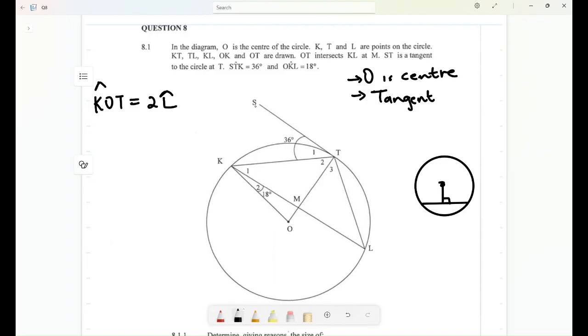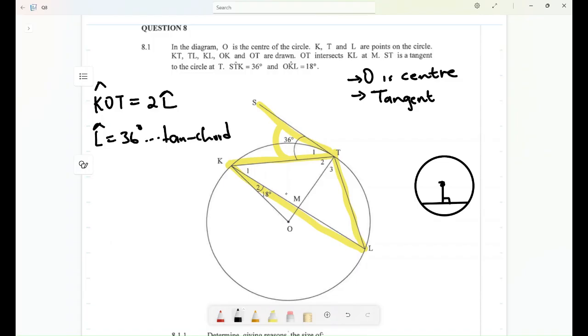What about a tangent? Tan chord theorem. Let me do this. The angle between a tangent and a chord, which is 36, is equal to the angle subtended by that chord, which is angle L. Now angle L is equal to 36 degrees, reason: tan chord.